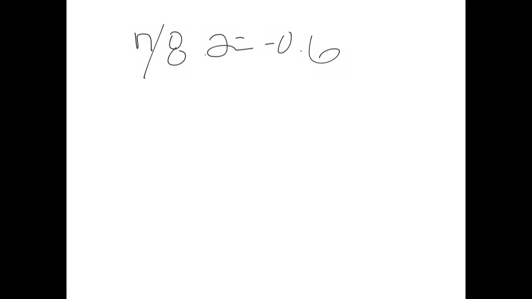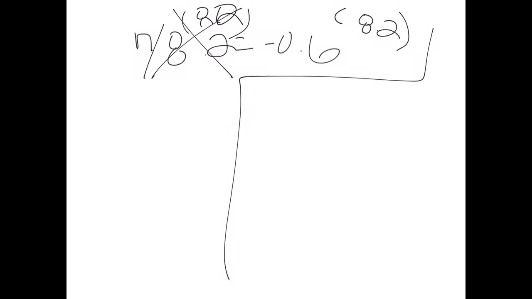The only thing that can undo division is multiplication. So you're going to multiply 8.2 by 8.2. And that cancels out. Whatever you do on one side of the equation, you must do onto the other. Your new equation is now -0.6 times 8.2.